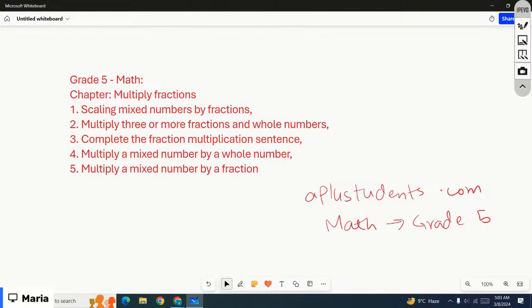We're going to start with the chapter multiply fractions, and the lessons we're going to cover today are scaling mixed numbers by fractions, multiply three or more fractions and whole numbers, complete the fractions multiplication sentences, multiply a mixed number by a whole number, multiply a number by a fraction. So please make sure you have your notebook and pencil so that you can note down the important examples and definitions as well.